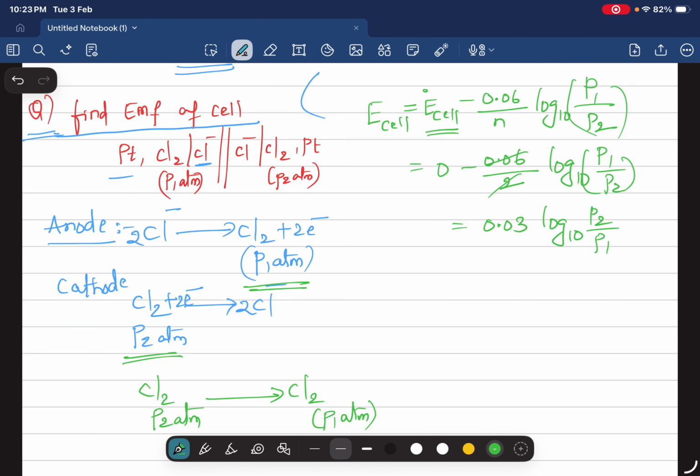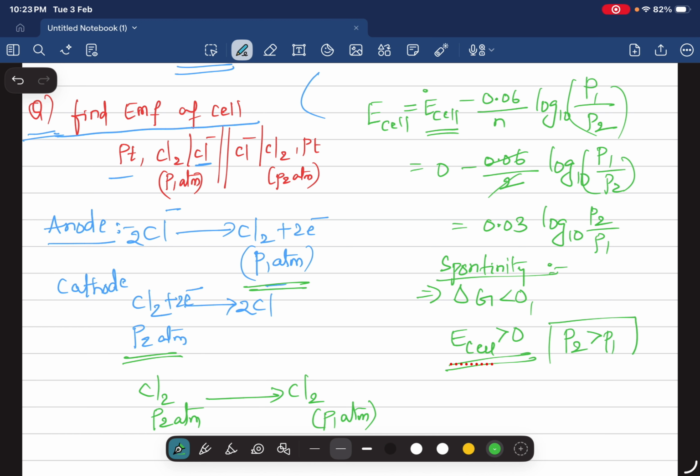So what is the condition to be spontaneous, students? For spontaneity, delta G should be less than 0, E should be more than 0, and to get E cell more than 0, what is the pressure condition? P2 should be greater than P1. That's how we can discuss.